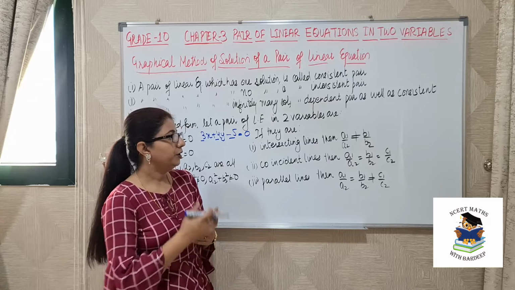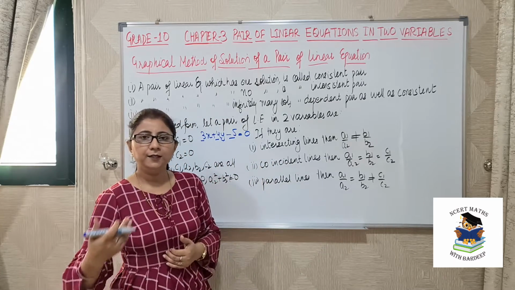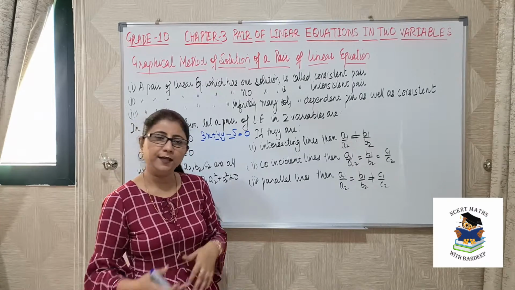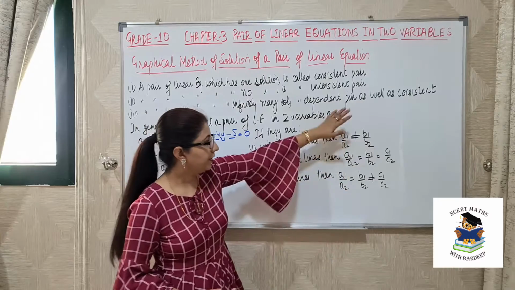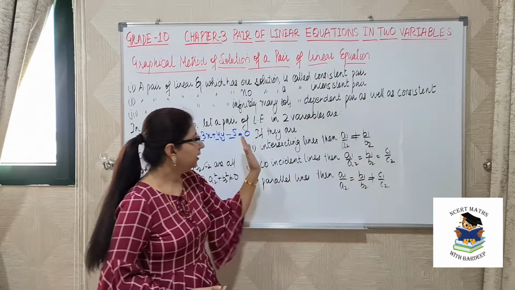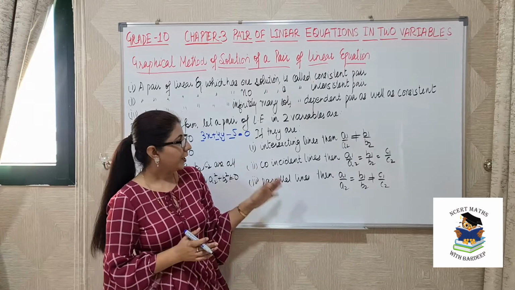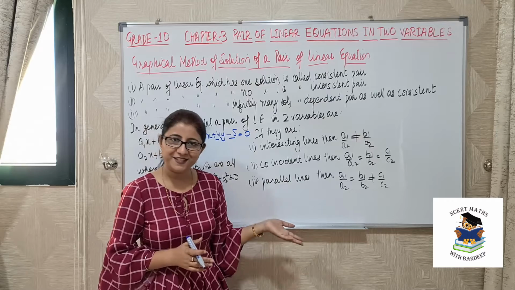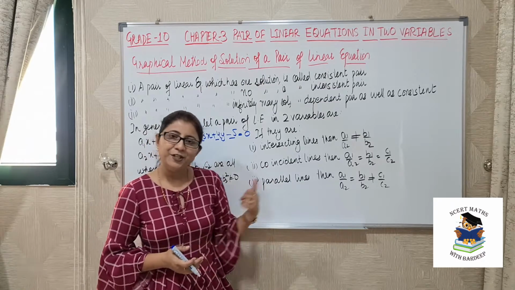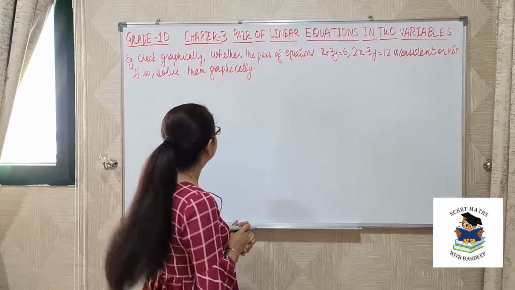Sometimes they will ask you to tell whether this is an intersecting line, parallel line or coincident line. Again we will find these ratios and see which condition is true, and accordingly we can identify them as these three categories. So I hope now you can identify whether the given pair is consistent or inconsistent. So let's take an example to make it more clear.